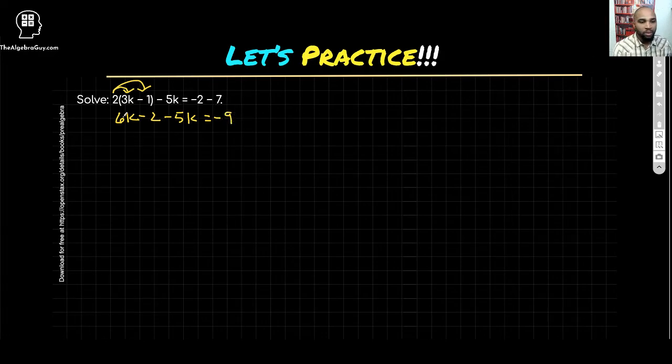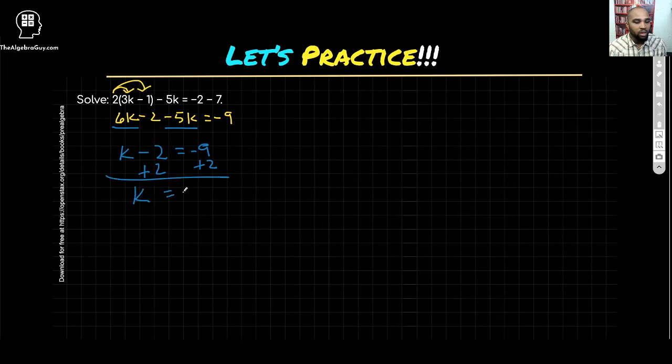I notice I can combine some like terms on this side, a negative 5k and a 6k. Doing so is 6 minus 5, which is k. I'm left with k minus 2 equals negative 9. All right, I want to get my k by itself, so I'm adding 2 on both sides. K equals negative 7. And the reason I added 2 is because there was minus 2, so I want it to go to 0.